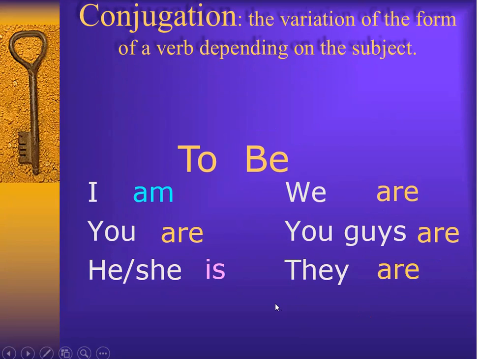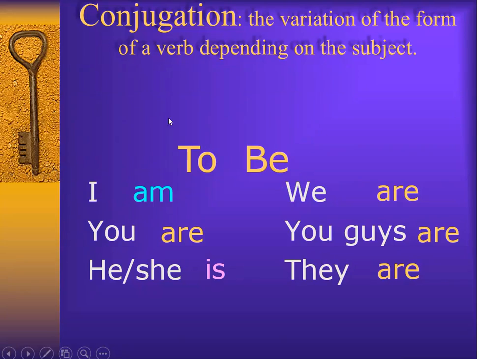Now let's understand the concept of conjugation. What is conjugation? Well, conjugation is the variation of the form of a verb depending on the subject. It sounds very confusing, but it's not so much.